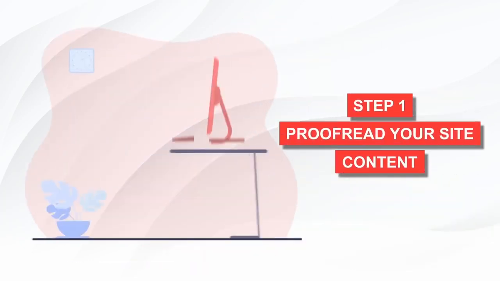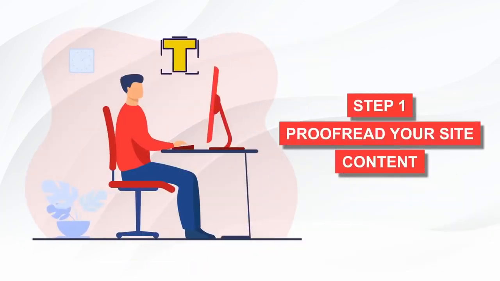Step 1, proofread your site's content. You might think you can get away with typos and grammar mistakes, but the worst thing that can happen is that you miss out on a sale just because you spelled something wrong. This happens. Just double check your website and make sure it looks good.